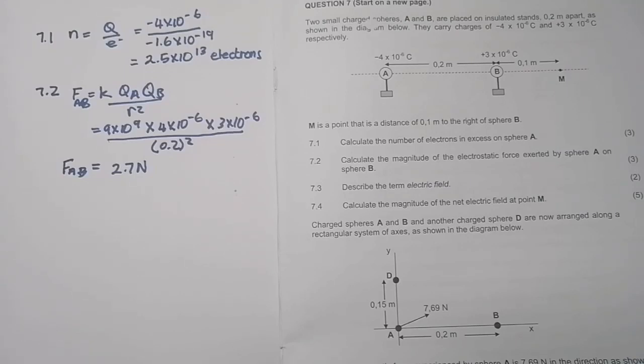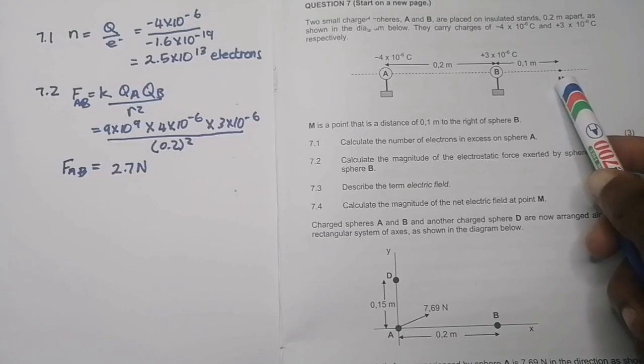They say describe the term electric field. Please remember that electric field, we say that it's the area where electrostatic force is felt per unit charge. Or you can say where electrostatic force is felt by a test charge, a positive test charge, that is. All right, now we say calculate the magnitude of the net electric field at point M.